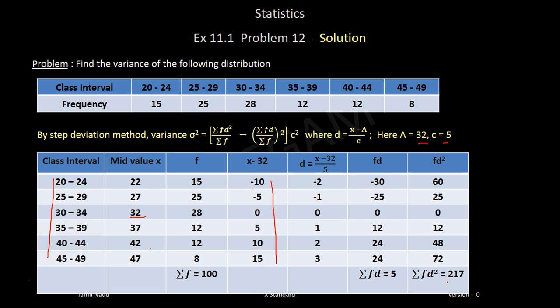So the sum of FD square is 217, the sum of FD is 5, and the sum of F is 100. So we have all the values, right? We have sigma FD square, sigma FD, and sigma F, and C also. C we know is actually 5. So all we need to do is substitute all these values, and we'll be able to get the value of variance, which is nothing but sigma square. If you have to calculate standard deviation, you need to take the square root of that value, right? But they have not asked that here, they have only asked for the variance.